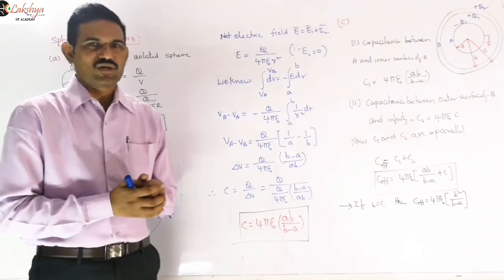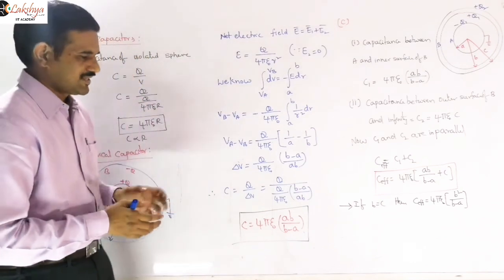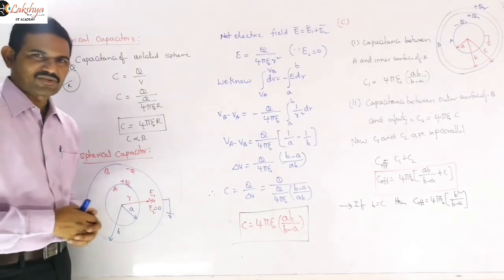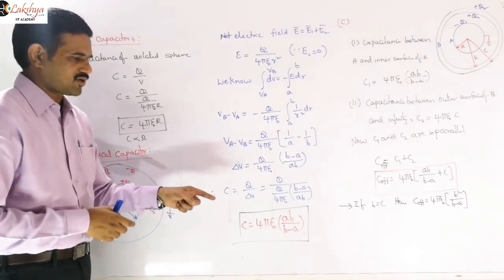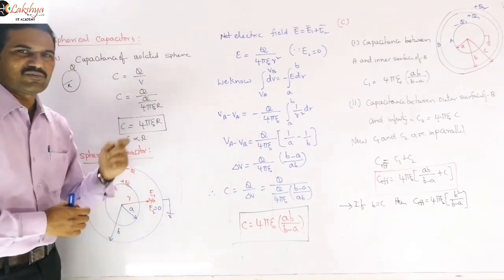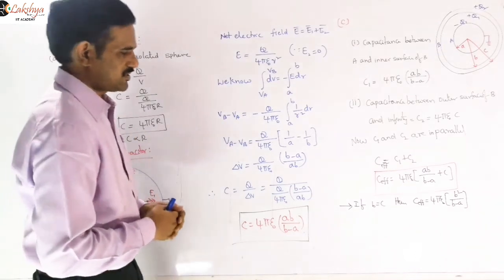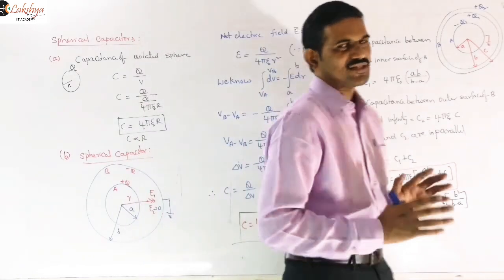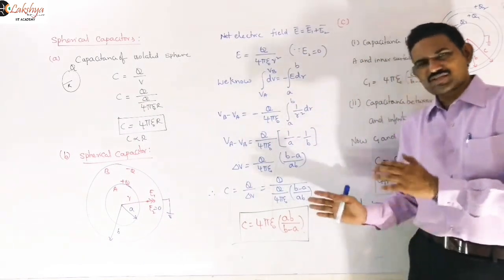So whenever you are taking two concentric spheres, then the capacitance between them is given by that expression here, 4 pi epsilon naught into AB by B minus A, where A is the radius of the inner shell and B is the radius of the outer shell, right? So this is the spherical capacitance expression for us, which is important and which is required for us.